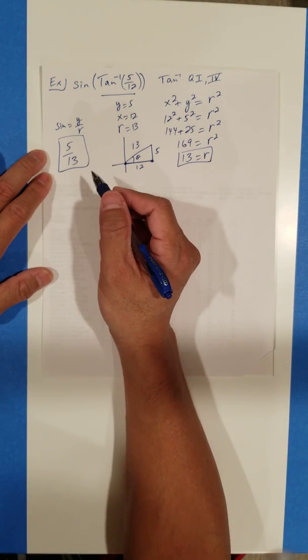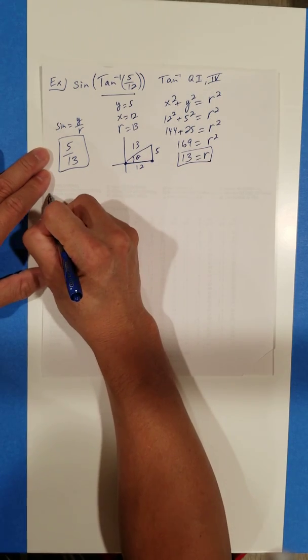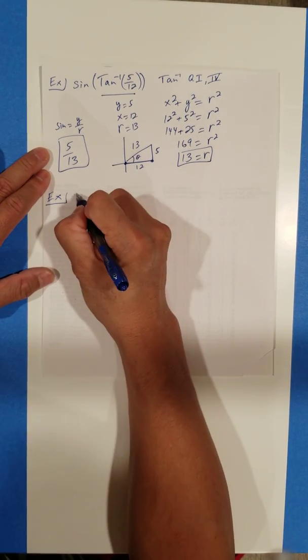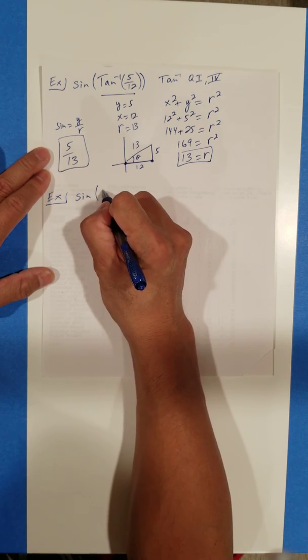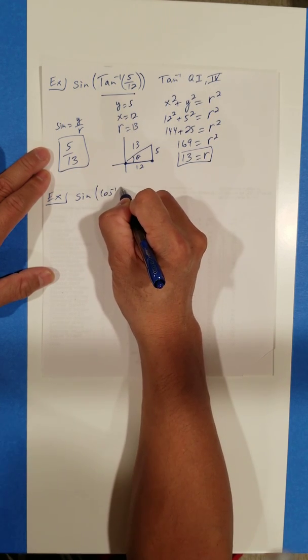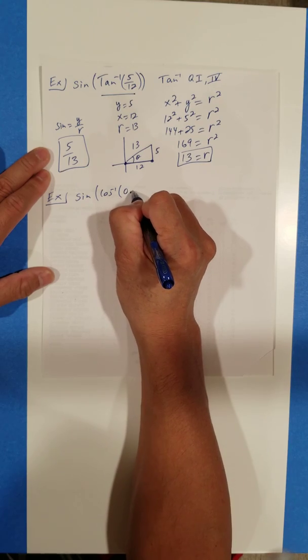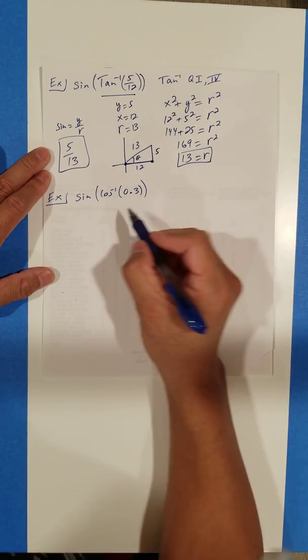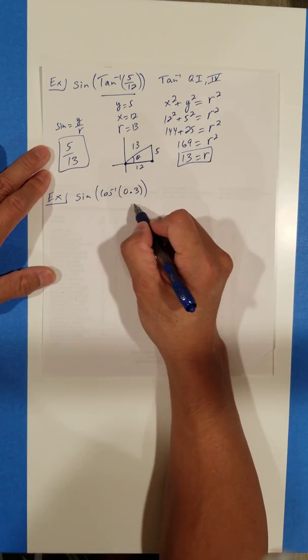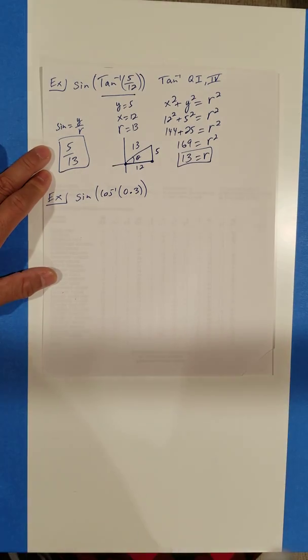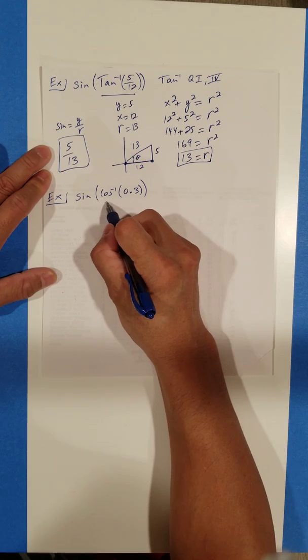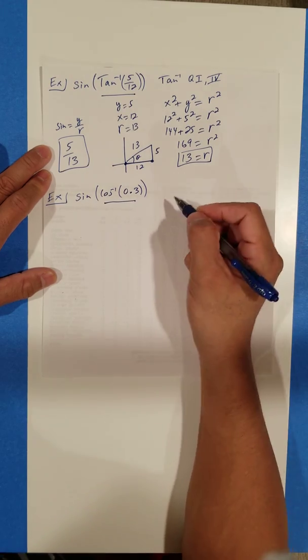Let's see here. Last one, okay? Last one right here. Sine of inverse cosine of 0.3. Ooh, that doesn't look great. Okay, so they're trying to trick you with throwing in these fancy numbers, but focus on this guy right here.